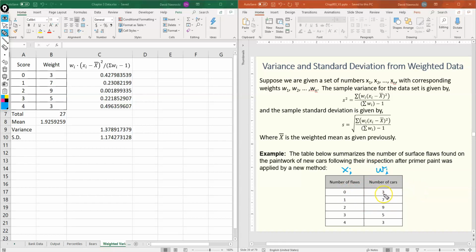So you see we had 3 cars with 0 flaws, so 0 occurred 3 times. We had 7 cars with 1 flaw in the paintwork, so 1 is counted 7 times in our data set, and so on. So to calculate the sample variance and standard deviation, we use these 2 formulas. And now keep in mind, we need to first calculate the sample mean using the method that we had previously done for the sample mean from a weighted data set. So let's take a look at how we calculate these.